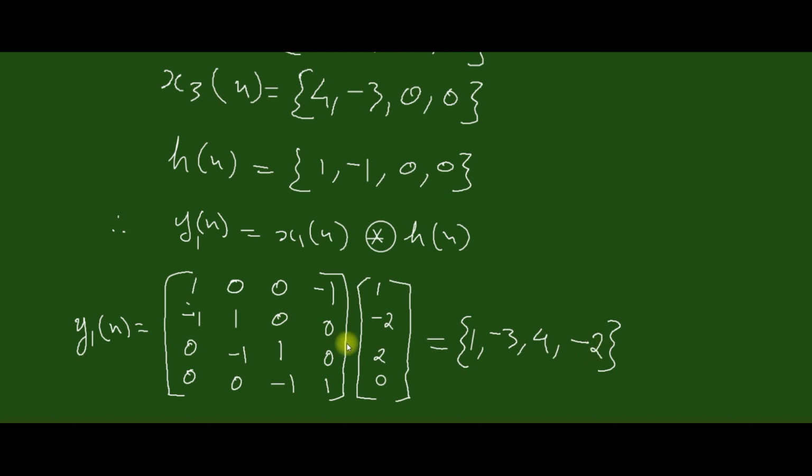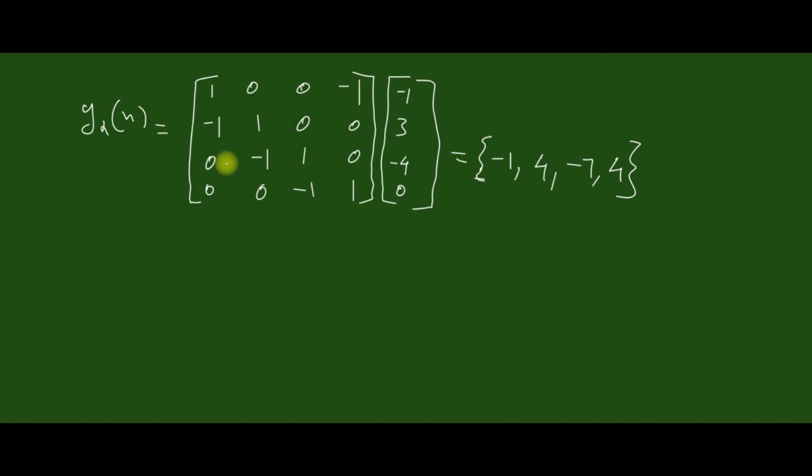Similarly we can compute y2, y3 and so on. In a similar manner compute y2 of n. You will get y2 of n equal to minus 1, 4, minus 7, 4. That is, multiply this with the matrix, so 1 into minus 1, and 0, 0, this is also 0. First one is minus 1, second one is minus 1 into minus 1 plus 3 plus 1, that is 4, other values 0, so it is 4 and so on. Similarly compute y3 of n, which is 4, minus 7, 4, 0.